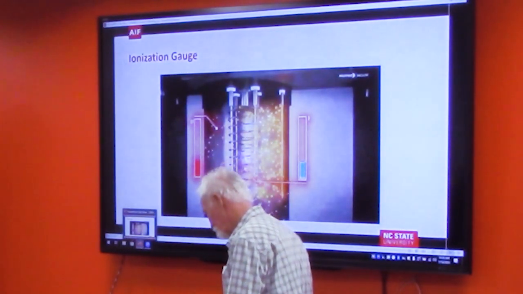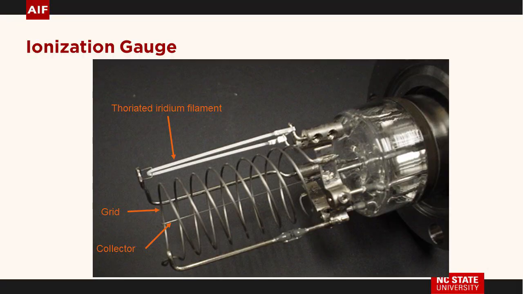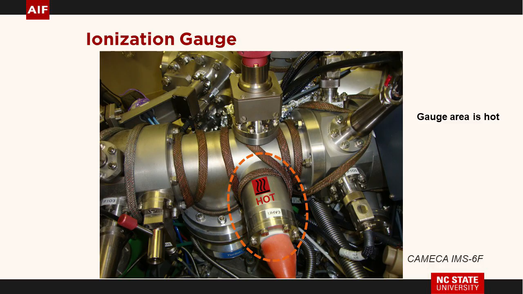Okay, we can go off that. So here's an example of thoriated. You can tell the thoriated iridium filament is a ribbon. The tungsten ones are just a coil that you'll see. Here's the grid and your collector here. What's the other issue with these? They are hot. So if you put your hand on there, you will take it off. It's that hot. So that area of your chamber is a little baking out region. This is again on a mass spectrometer.